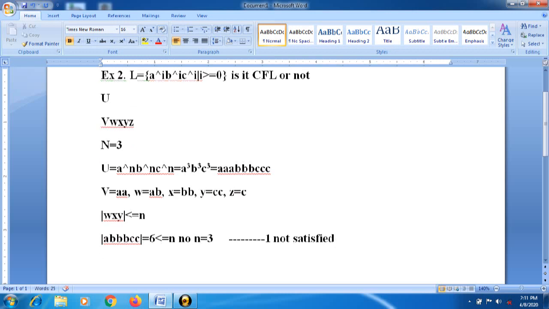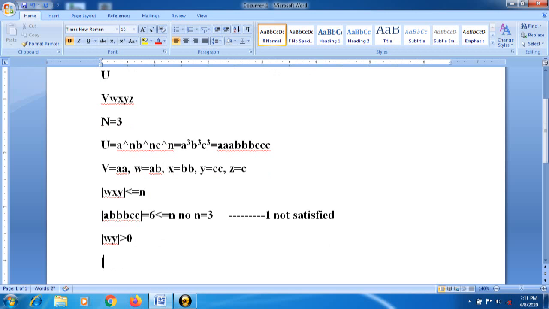Then we are moving towards the second condition. The second condition is nothing but mod of wy greater than 0. Now check, mod of wy is nothing but, w is ab and y is cc, which is equal to 4. 4 is greater than 0. So the second condition is satisfied.